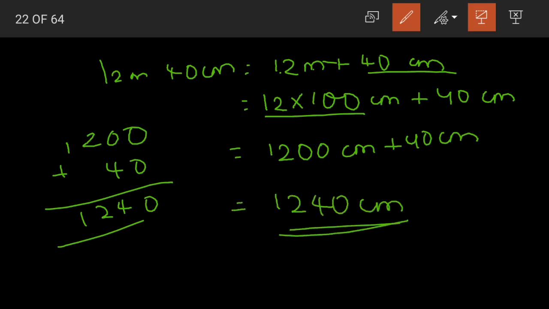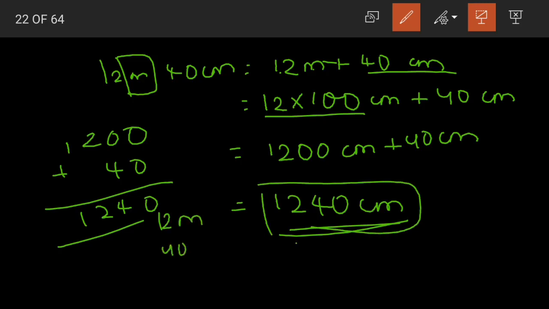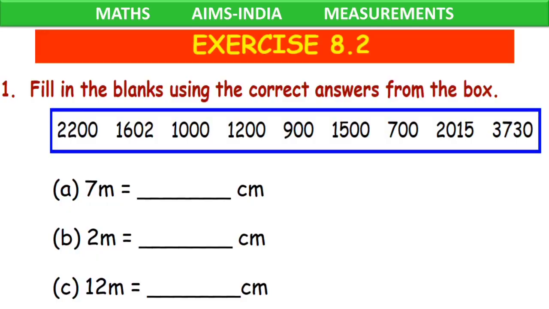Again, this is also similar to conversion of rupees into paise. Yes? So what is this? This is how we convert the given length which is in meters into centimeters. 12 meters 40 centimeters is equal to 1240 centimeters. I hope this is clear children.